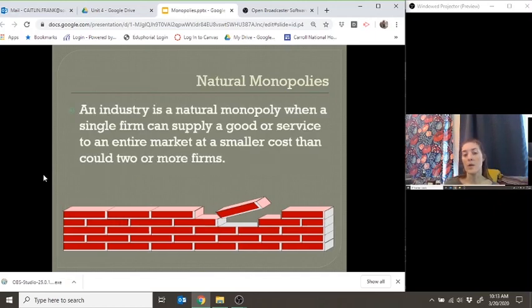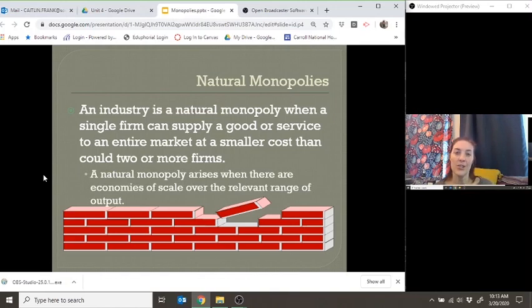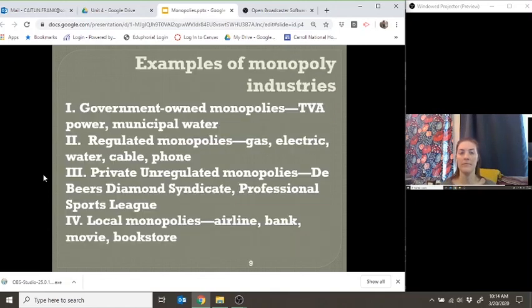And the final one, which I'm going to talk about more, is called a natural monopoly. This is a type of monopoly where it's allowed because it's just more efficient for one firm to control the industry. And why that is because in this industry, it has a really long range of economies of scale. And because of that, it makes it just more efficient for only one firm to control it. We're going to graph that and look at that towards the end of the lecture.